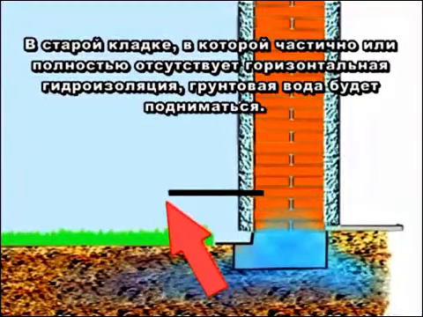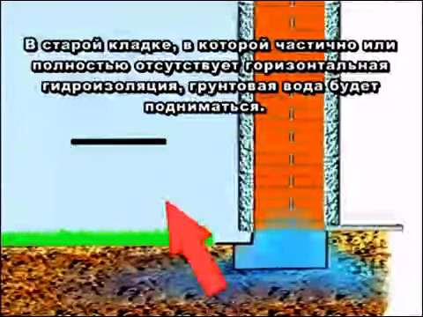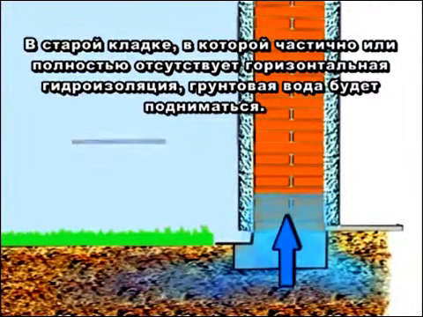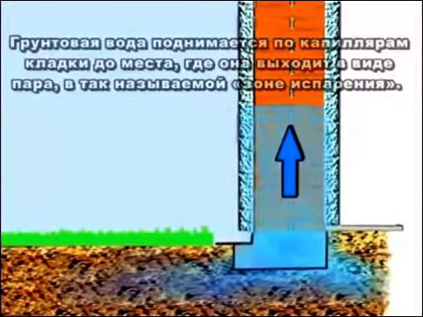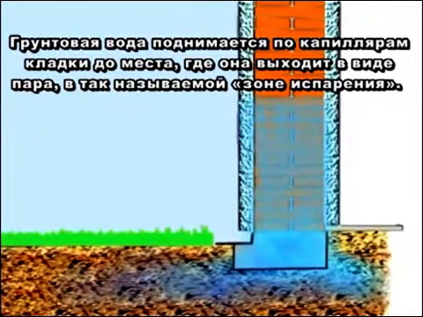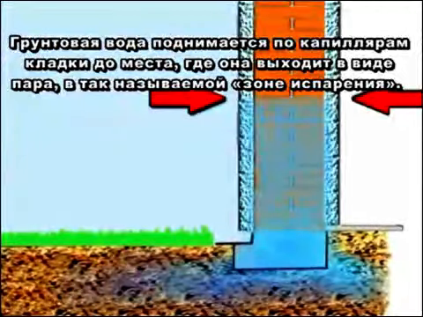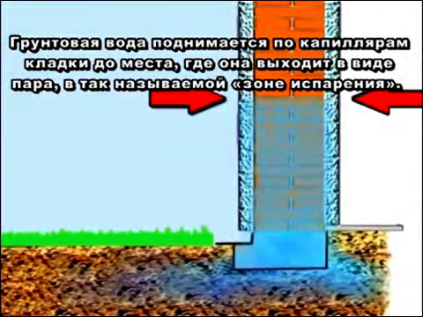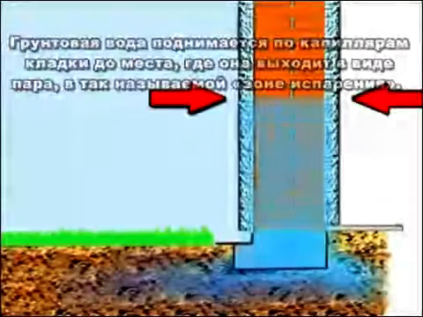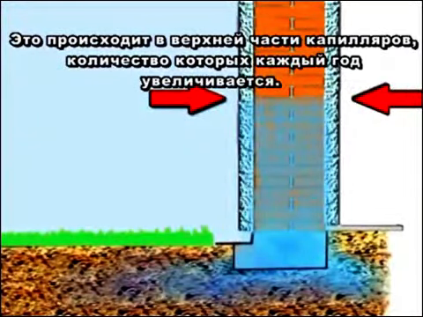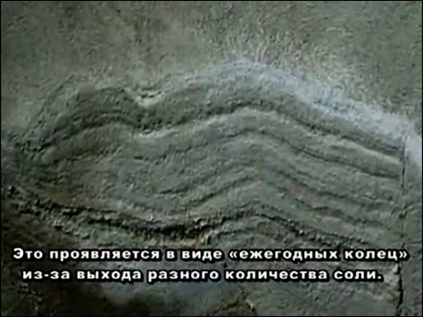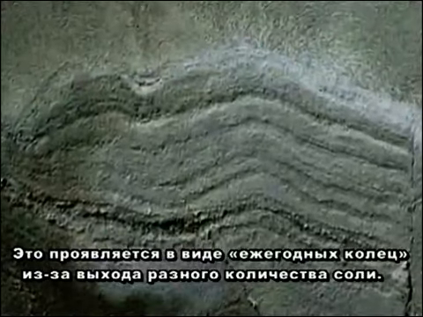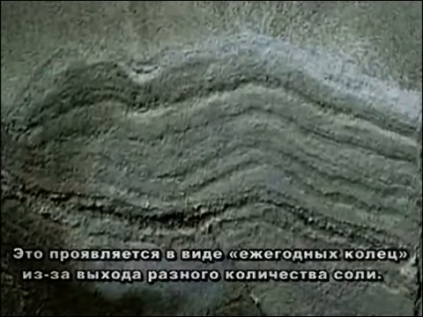In old masonry that lacks a horizontal moisture barrier or where it is partly rotten, ground moisture rises into masonry. Ground moisture in the capillaries of masonry rises to a point where it oozes out as water vapor at the so-called evaporation zone. This results in the capillary heads in masonry, which grows a little every year. It may be manifested as annual rings caused by different degrees of salt efflorescence.